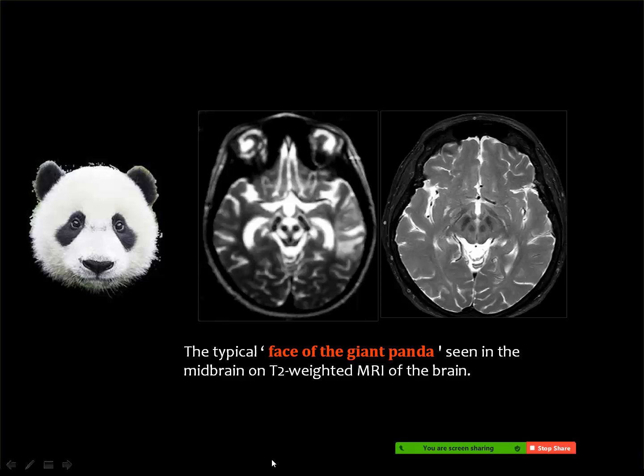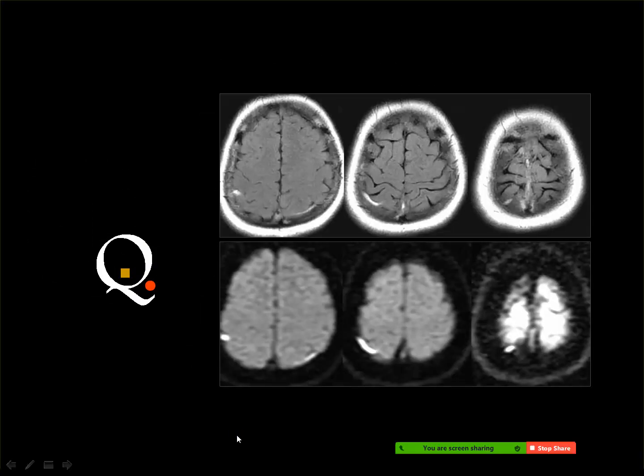And this is the classic appearance of the face of the panda sign seen in the midbrain due to the non-affection of the red nuclei and the substantia nigra, which is joined to the diagnosis of Wilson disease. Next case.